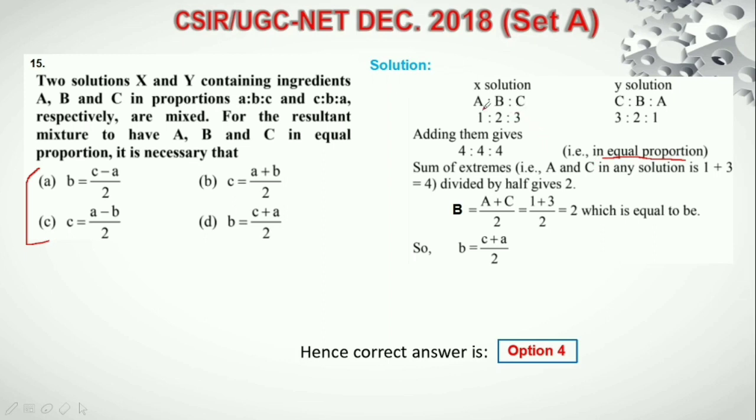And we notice that sum of extreme values, that is 1 plus 3 divided by 2, is exactly equal to the proportion of B. Similarly, in Y solution, sum of the extreme values, that is 3 plus 1 divided by 2, is exactly equal to the proportion of B. So which means B is always half of sum of the A and C. So this means the correct option will be D.